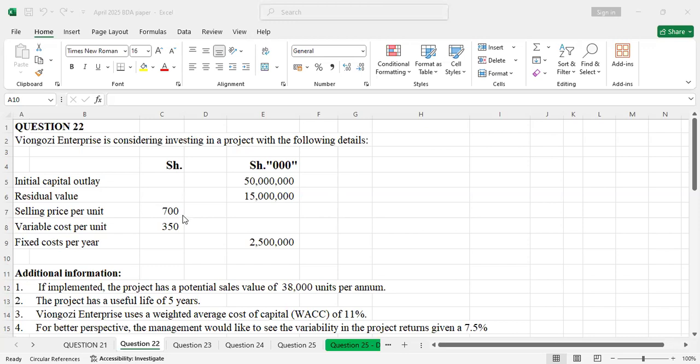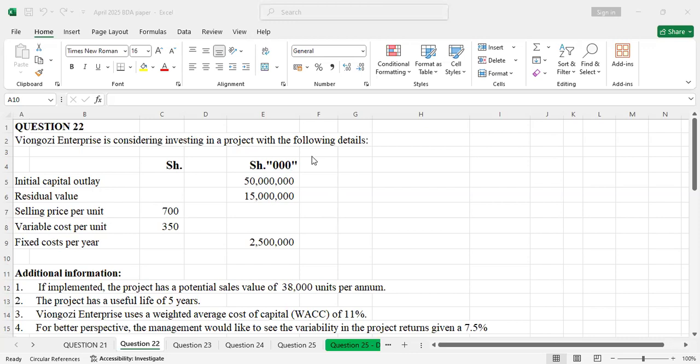So today I'll do question 22 and we'll move straight away to the question. Viongozi Enterprise is considering investing in a project with the following details. We have the initial capital outlay of 50 million, but the shillings are in thousands, so it means that it will be a billion.